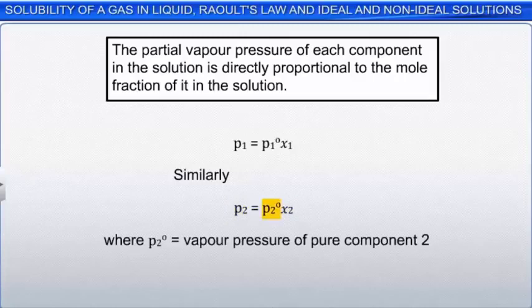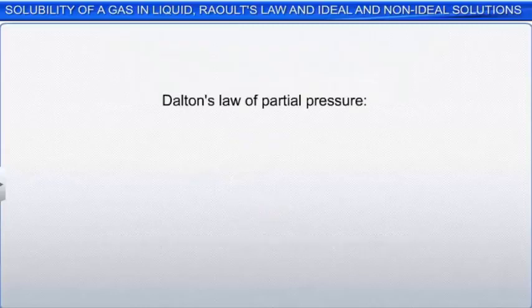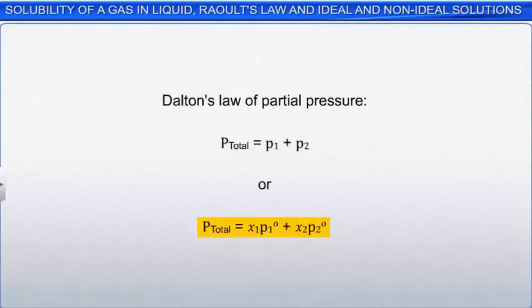where P2 naught represents the vapor pressure of the pure component 2. Now, if you apply Dalton's law of partial pressure, the total vapor pressure of the mixture would be equal to the sum of the individual partial pressures of the components 1 and 2. That is, P total is equal to P1 plus P2, or P total is equal to x1 P1 naught plus x2 P2 naught. Let this be equation number 1.